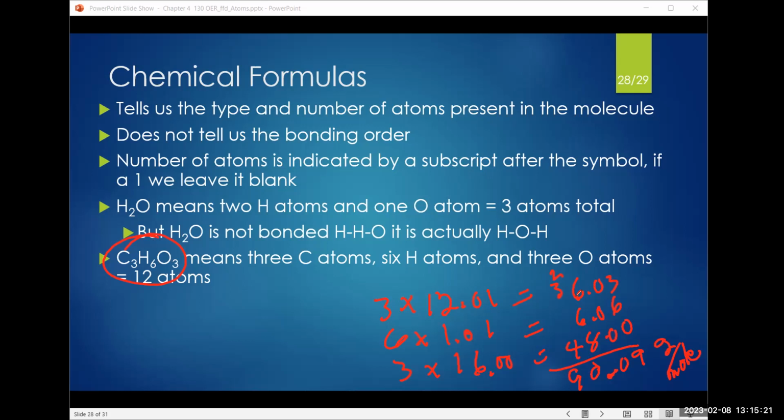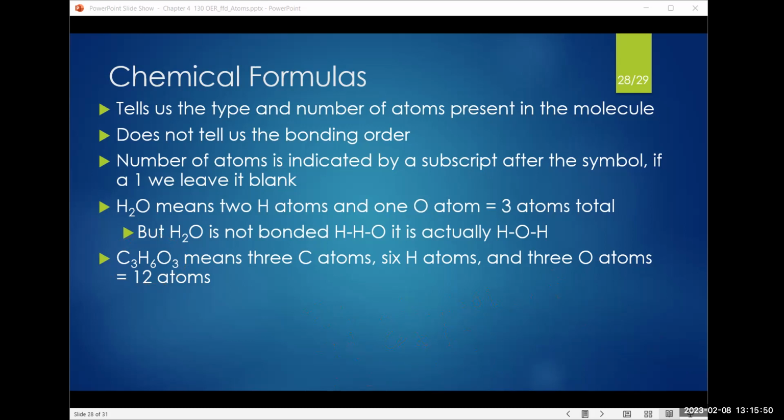And remember we did a parts over whole. We take that 36.03 and divide it by 90, times 100, and that gives us the percentage of carbon. We can do the same for hydrogen and the same for oxygen. But we have to identify how many atoms of each we're working with, so we can do that type of calculation.